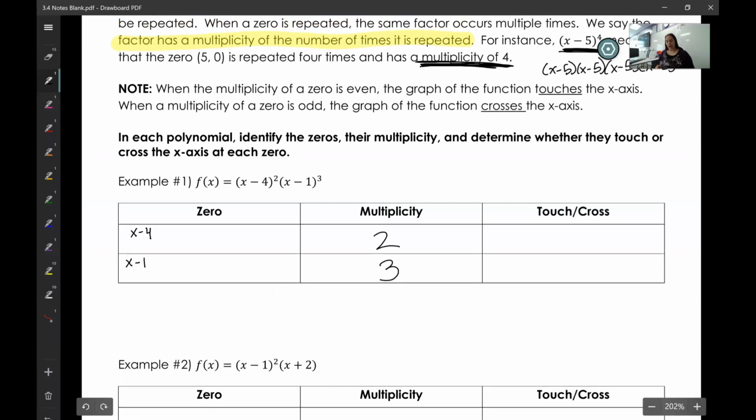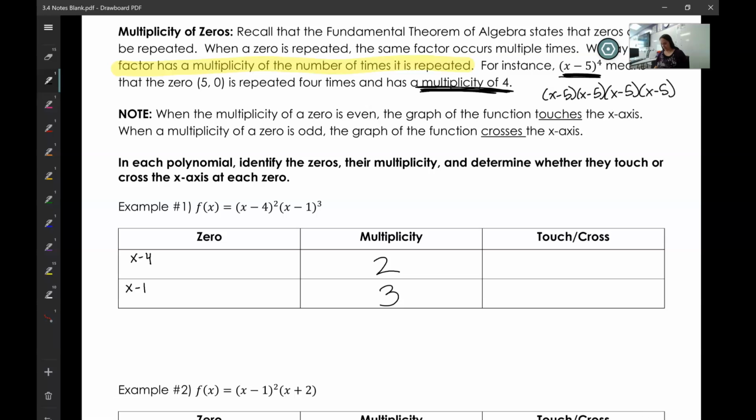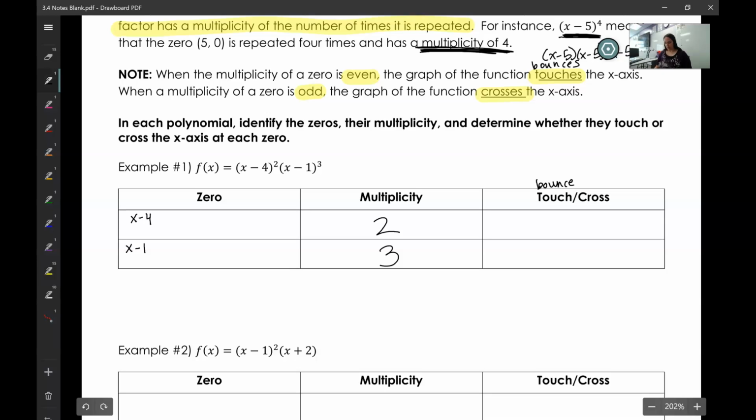Now the reason we care about the multiplicity is if the multiplicity is even, the graph touches, or I like to say bounces, on the x-axis. And we'll draw an example of that in a second. If the multiplicity is odd, the graph crosses the x-axis. So this first multiplicity is even, so that's going to bounce. The second multiplicity is odd, so it's going to cross.